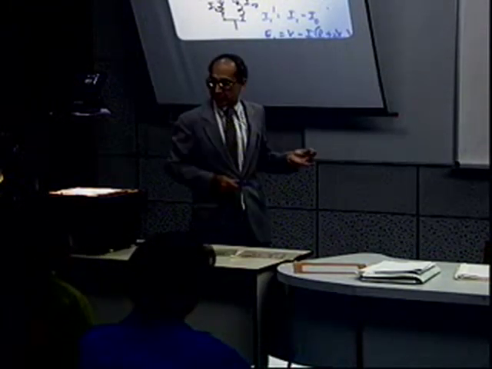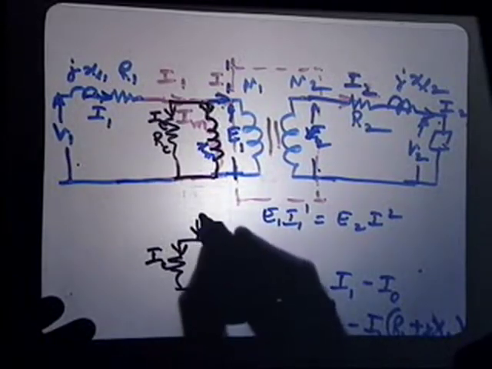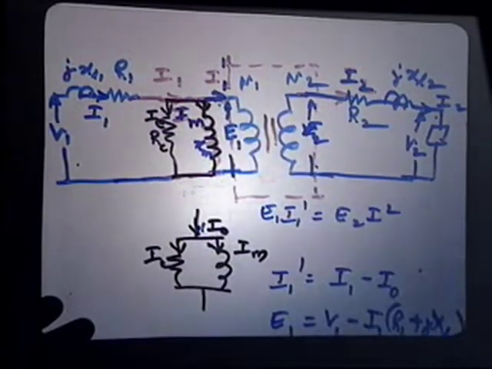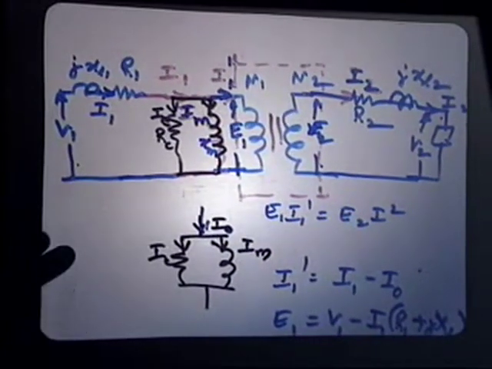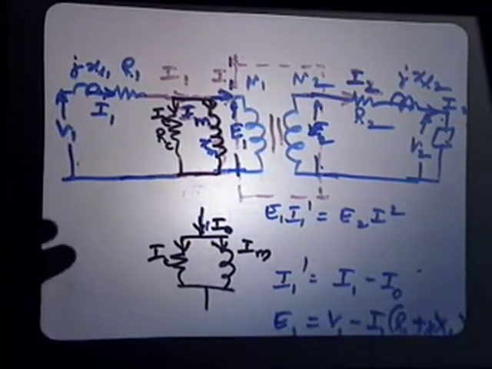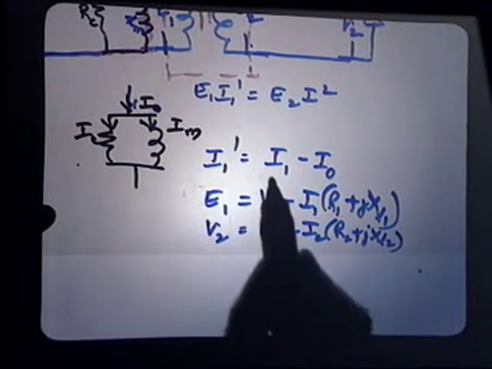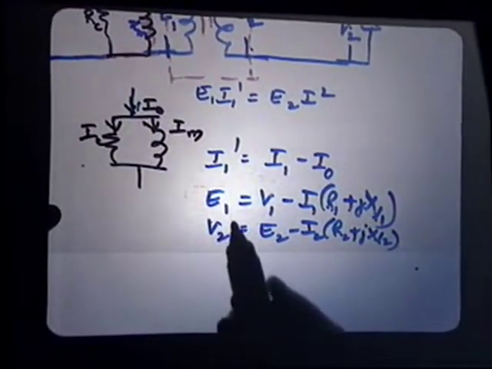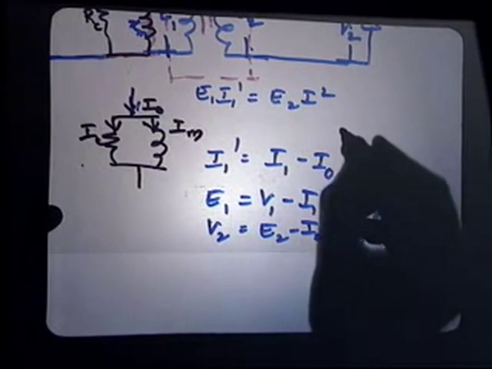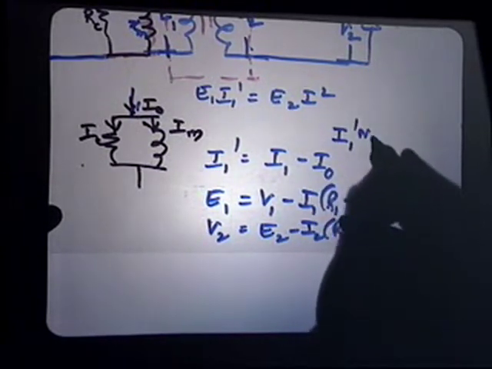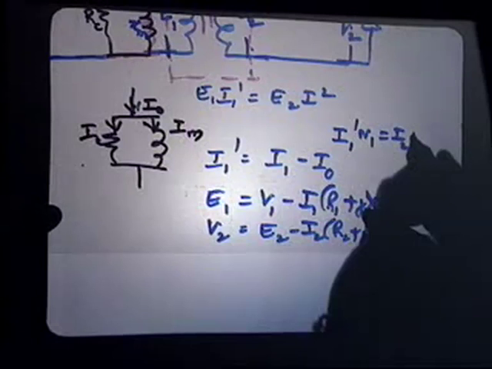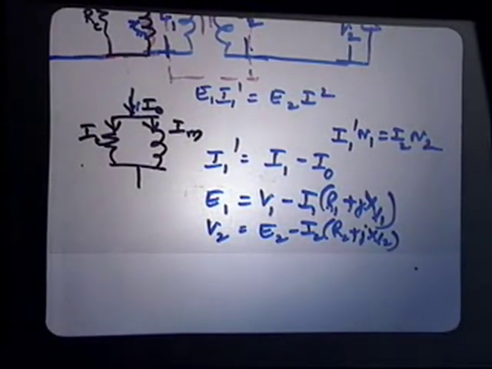I0 is the sum of IC and IM. This is IC and this is IM. Is it clear? Okay, so this is the I1 dash, the current, and you have written here I1 dash N1 is equal to I2 N2, because that MMF balance will still be continued in the ideal case.